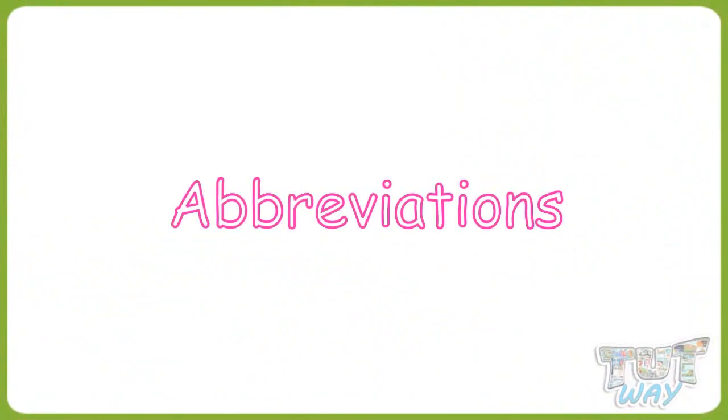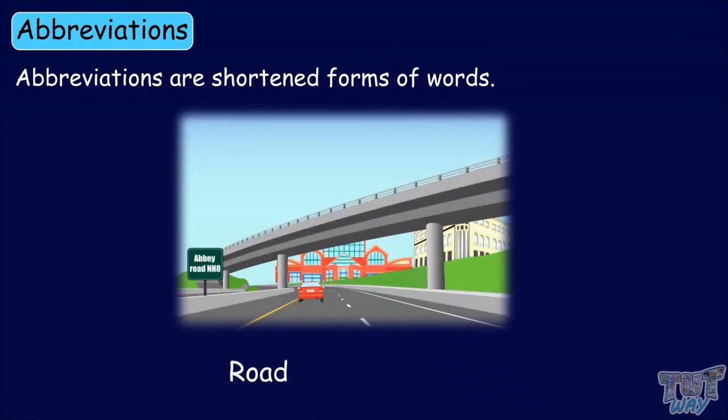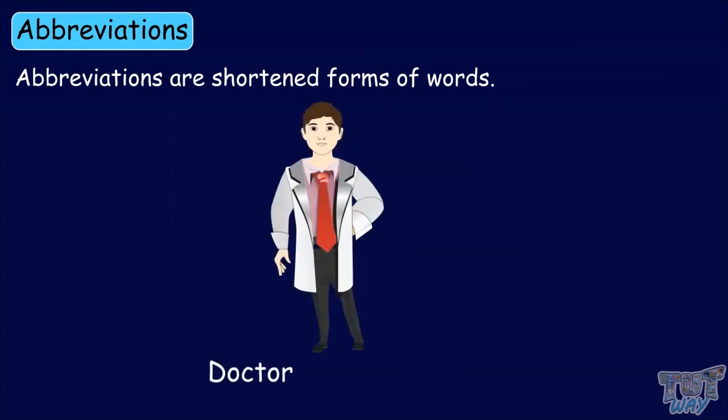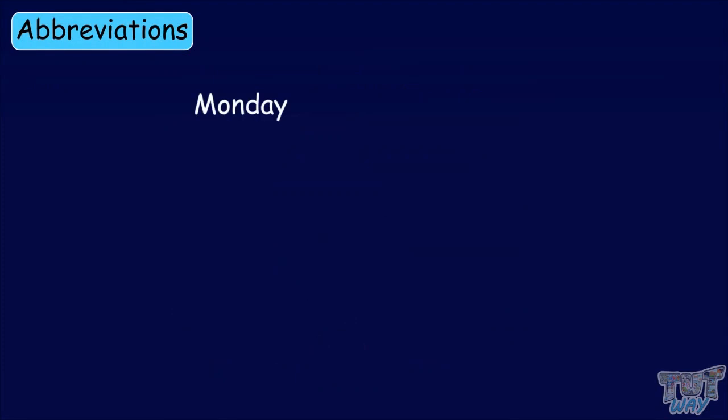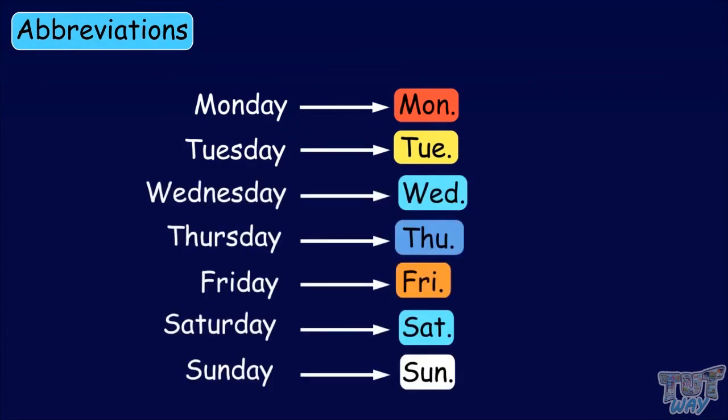So let's start. In short, abbreviations are shortened forms of words. Like road can be written in short form as RD. Doctor can be written as DR. Monday can be written as MON. Tuesday can be written as TUE. Wednesday can be written as WED, and so on.